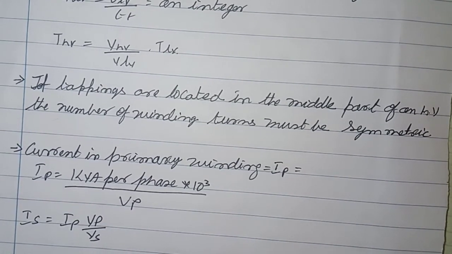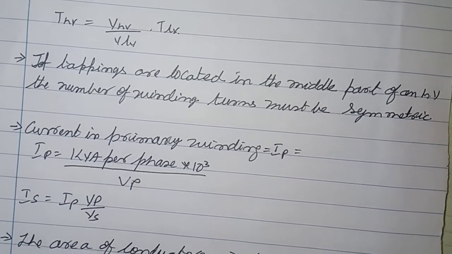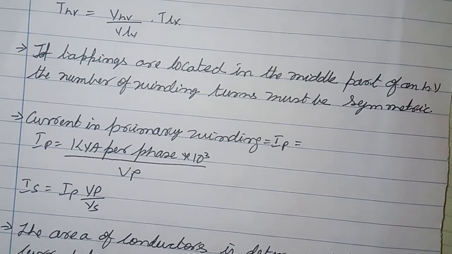Once we get IP, we can calculate IS. IS is determined by the relation IS by IP is equal to VP by VS. Therefore IS will be equal to IP into VP by VS.